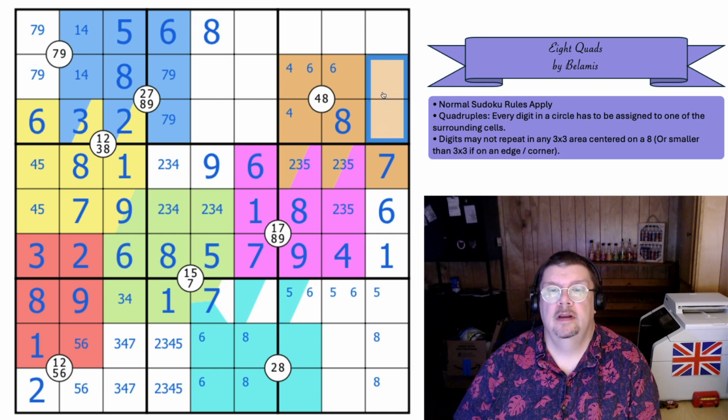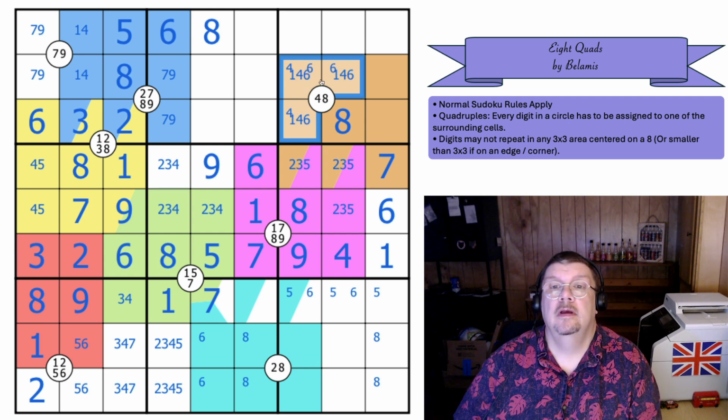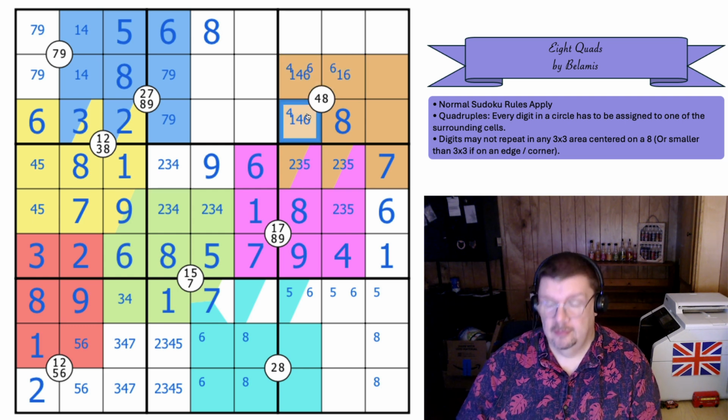Okay, I need a 1 in orange. The only places I can get a 1 in orange are those three, but that gives me a 4, 6, 1 triple. That one's not the 4, that one's not a 6. I can remove corner marks.